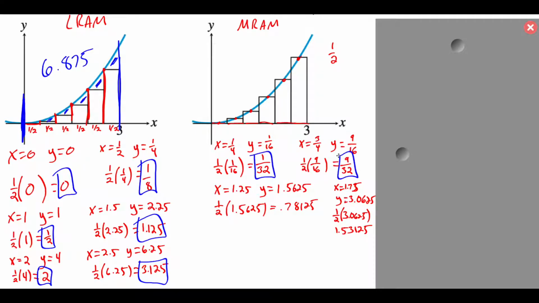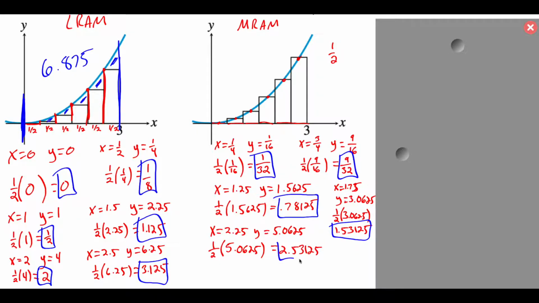I'm going to box some of these areas so that I don't lose those answers anywhere. I've done 4 of my rectangles, so now I'm on to my 5th rectangle. This rectangle happens between the x values of 2 and 2.5, so the midpoint would be 2.25. If I take 2.25 and plug that into our function and square it, that's going to give me a y value of 5.0625. So now calculating the area of that rectangle, again, we've got a base width of 1/2 times that height of 5.0625 that we just found. And if I multiply those together, I'm going to get an area of 2.53125. So I'll box that so that I don't lose it.